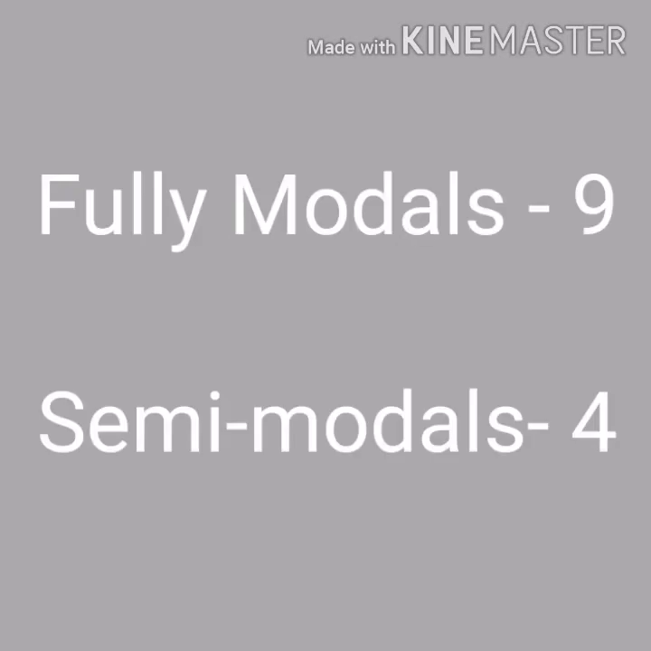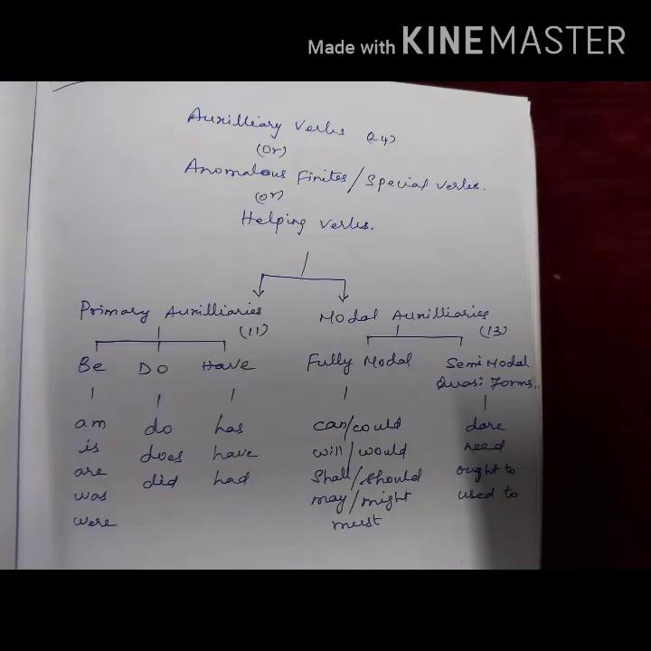So we have 4 semi-modal auxiliaries and 9 fully modal auxiliaries, altogether 13 modal auxiliaries. So we have 11 primary auxiliary verbs and 13 modal auxiliary verbs. Altogether we have 24 auxiliary verbs or anomalous finites in English.